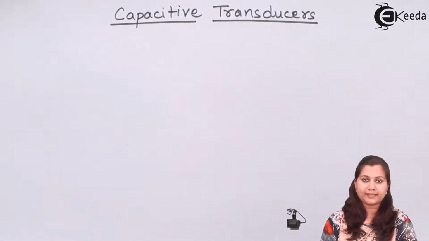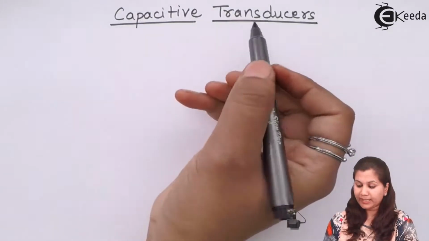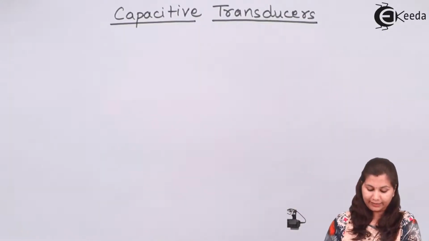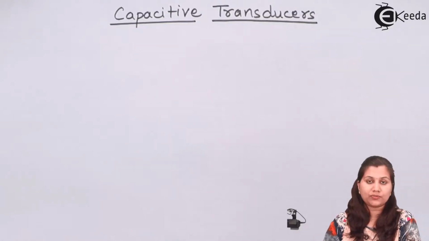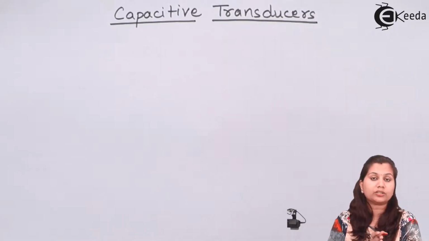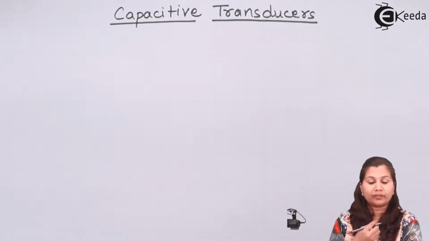So what are capacitive transducers? As the name says, they are a type of transducer, and a transducer is a device which converts a non-electrical quantity into an electrical quantity. So capacitive transducers also convert a non-electrical quantity into an electrical quantity, but they use the principle of conversion in which the non-electrical quantity causes changes in the capacitance, and due to the change in the capacitance, the non-electrical quantity is converted into an electrical quantity.